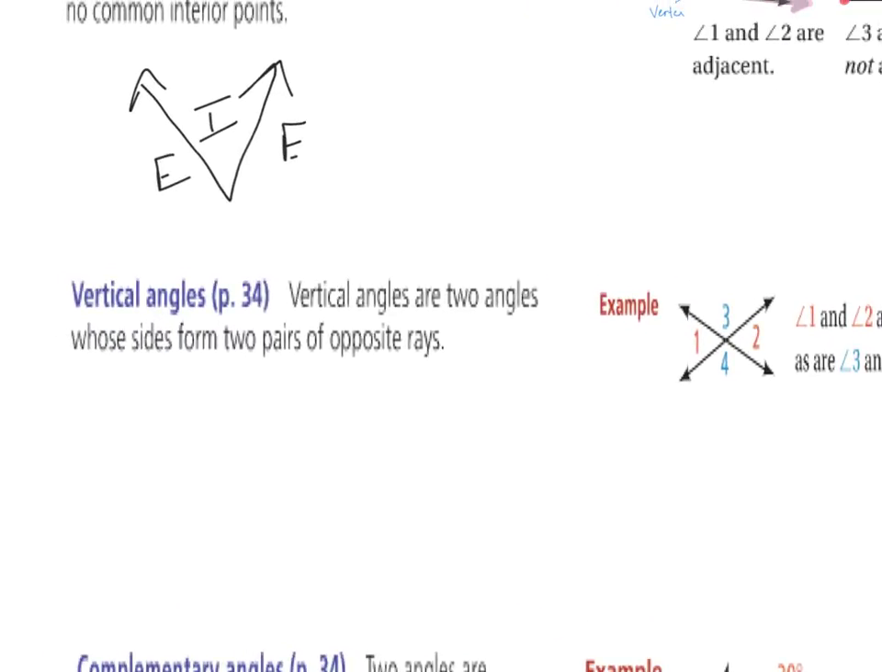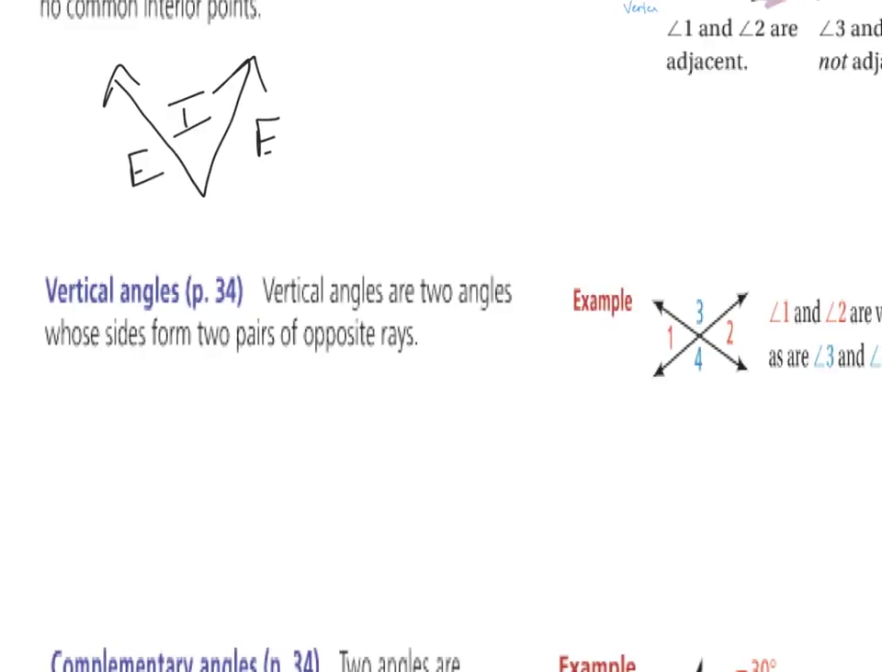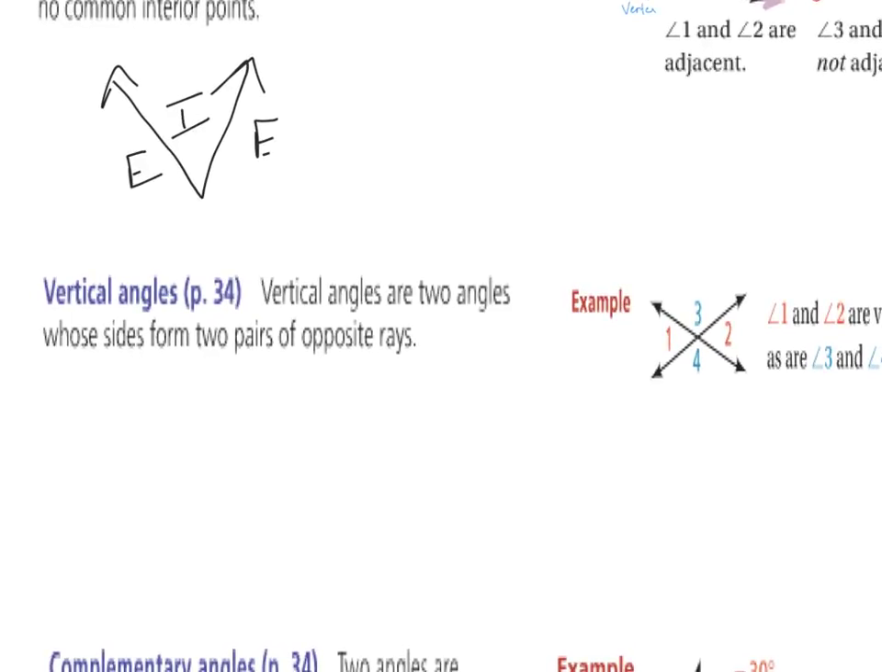Okay, vertical angles are two angles whose sides form two pairs of opposite rays. A lot of times you'll see it, and you'll hear me say this, they form an X. These angles over here are vertical, and these angles are vertical. Top, bottom, left, right.